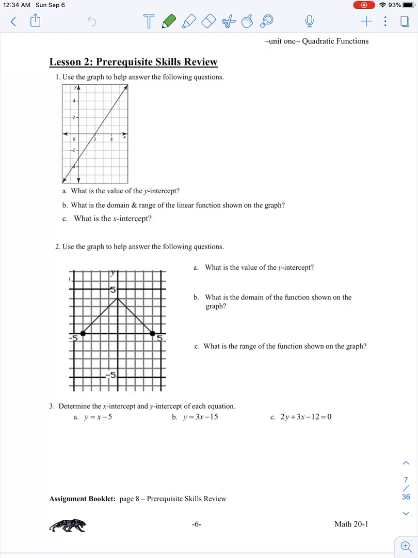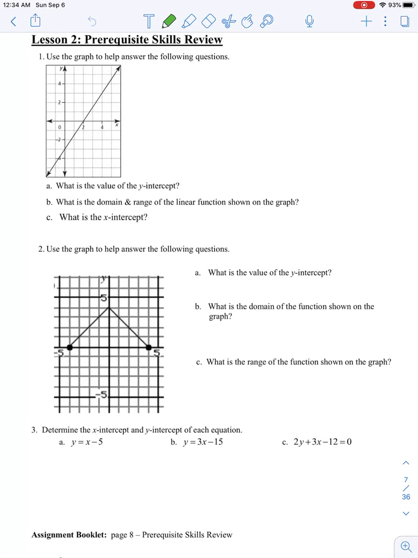Okay, let's take a look at lesson 2, and I want to look at some of the prerequisite skills that we should have acquired last year. So the first question here says, use the graph to help answer the following questions. Question A says, what is the value of the y-intercept? So what we're doing is we're looking at the y-axis. So here's our y-axis. We know the horizontal is our x-axis, but here we're asking for our y-axis.